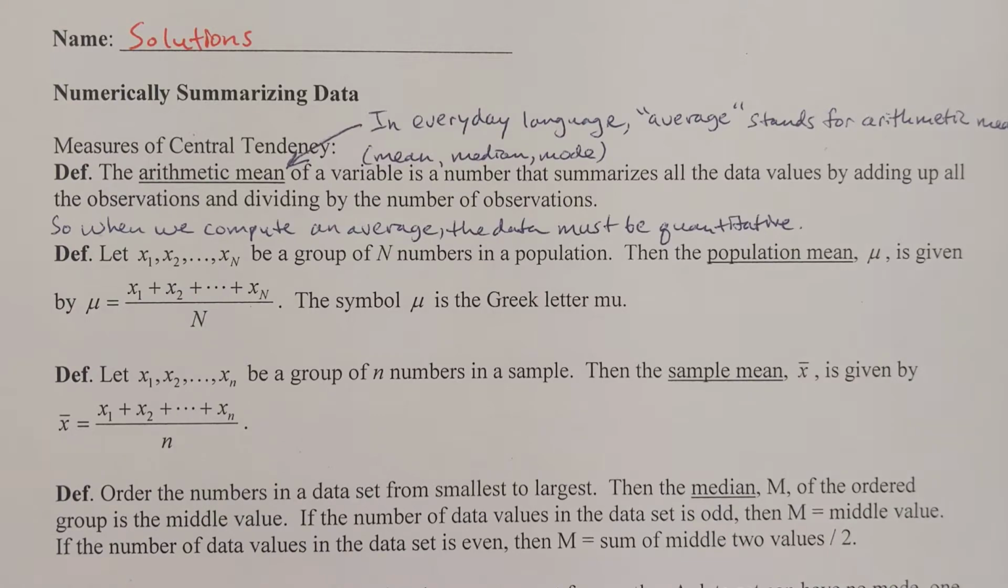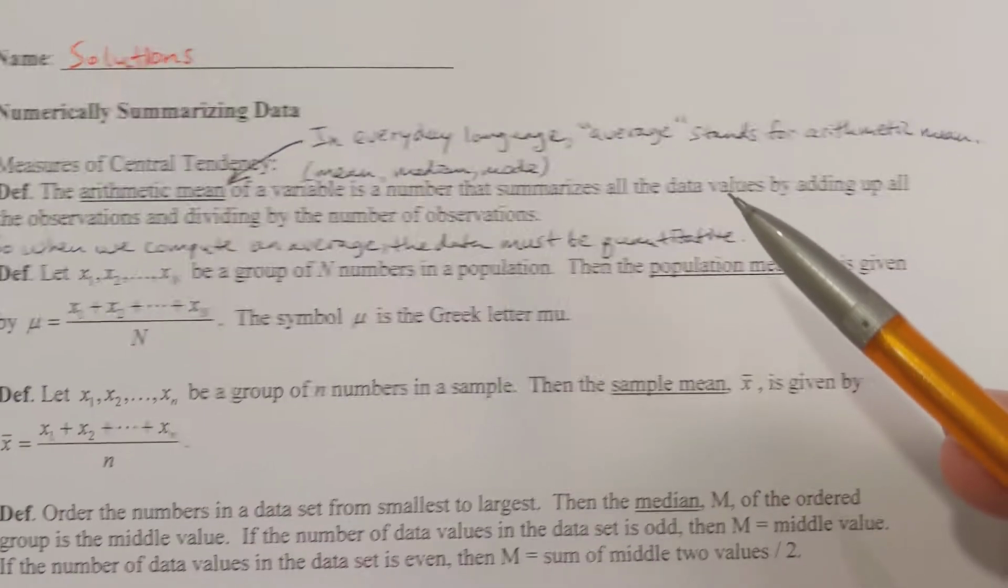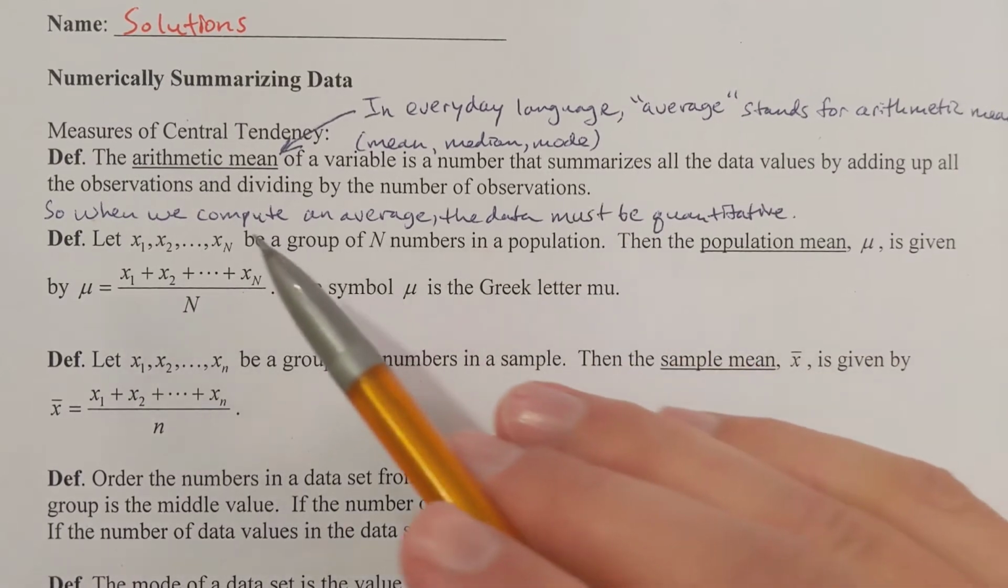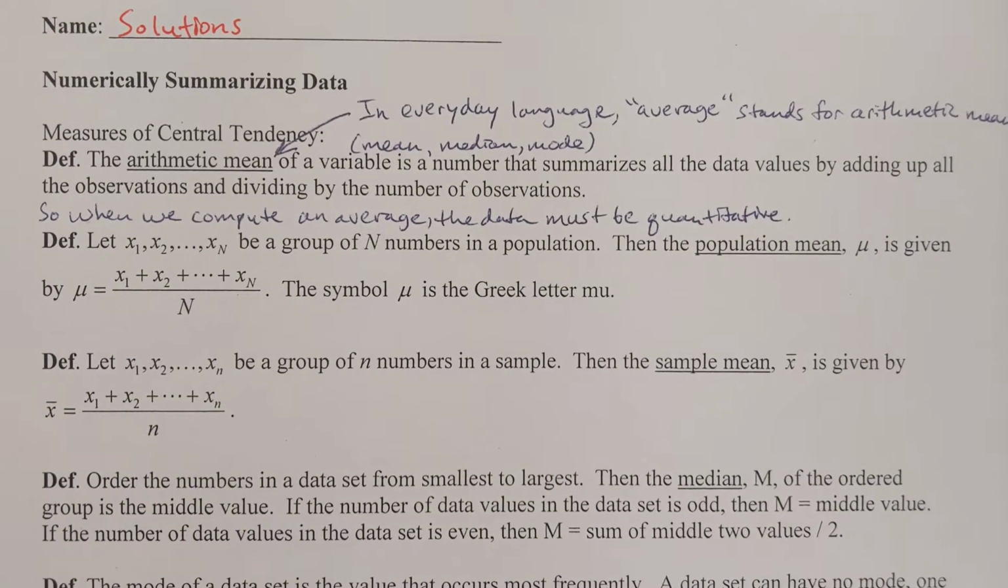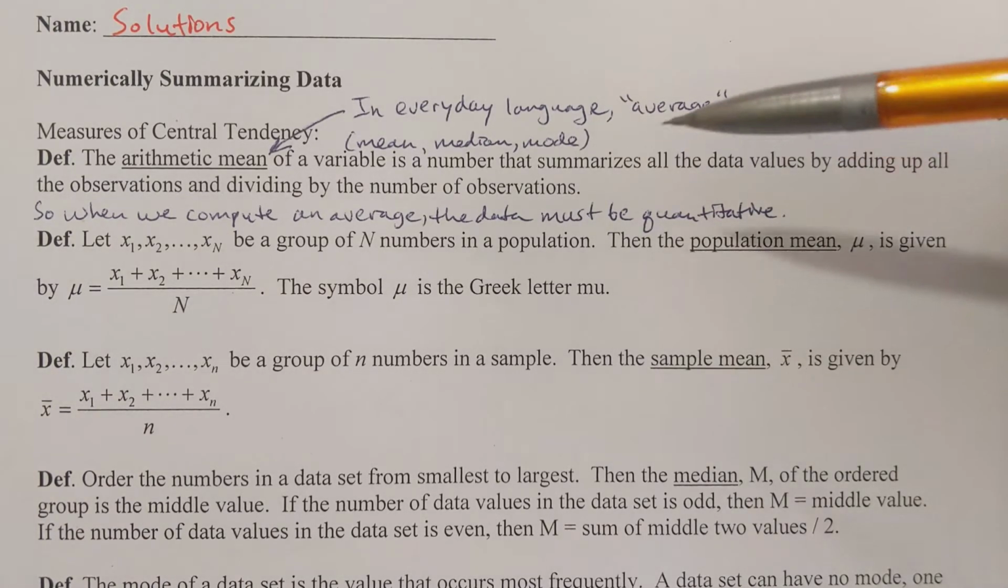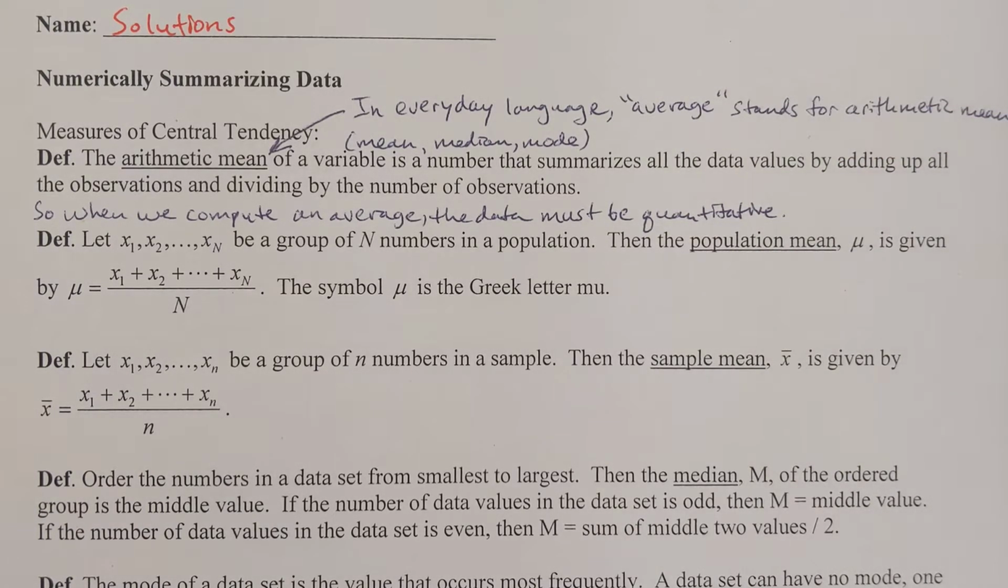Now, in everyday language, the word average really stands for arithmetic mean. Okay, and the arithmetic mean of a variable is a number that summarizes all of the data values by adding up all the observations and then dividing by the number of observations. So when we compute an average, the data must be quantitative, okay, since we're adding and dividing.